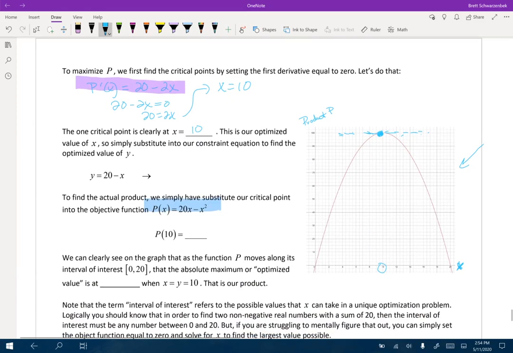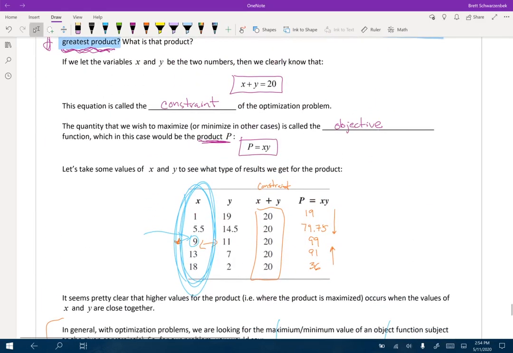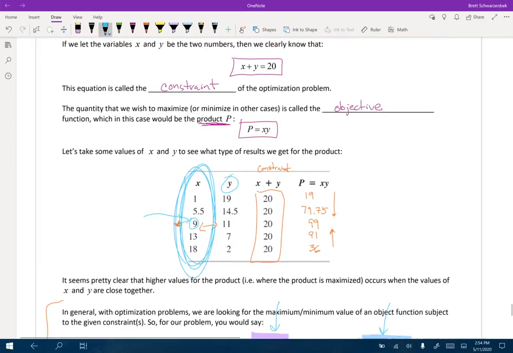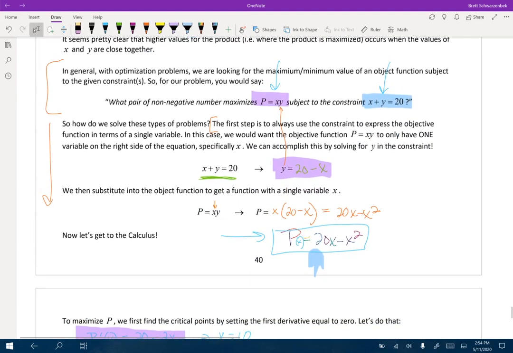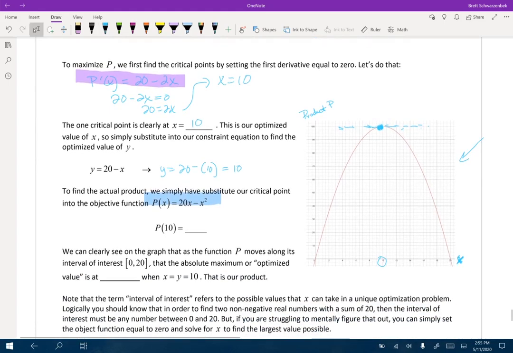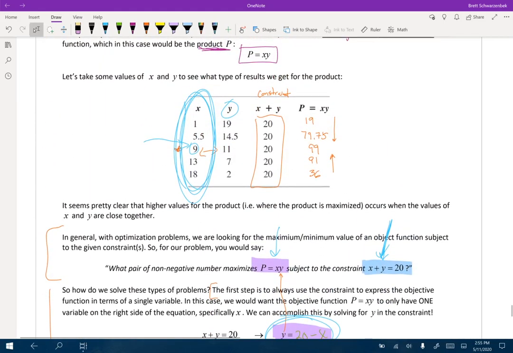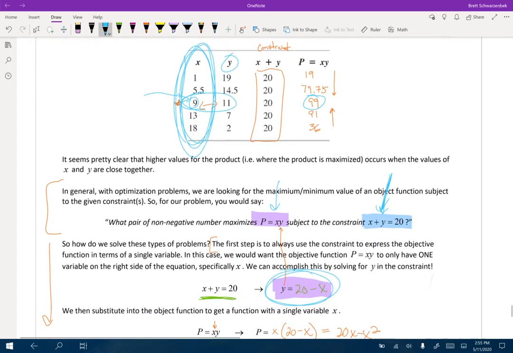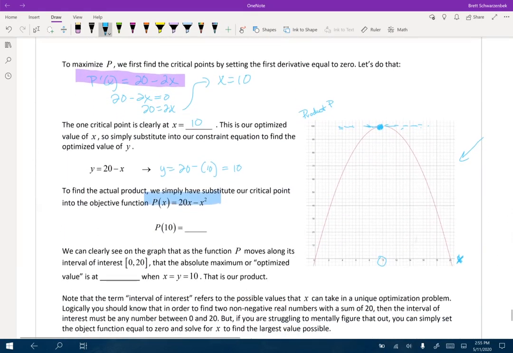So what do we need to do? We need to find the value of y as well. So how do we do that? We use our constraint right here, which we already solved to get y equals 20 minus x. So we're going to do y equals 20 minus our 10 to get 10 as our value of y. So clearly, if 9 and 11 make 99, 10 and 10 make 100. So that is the highest product you can possibly get.